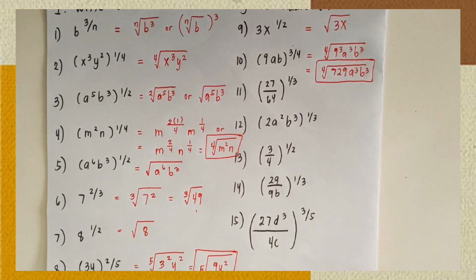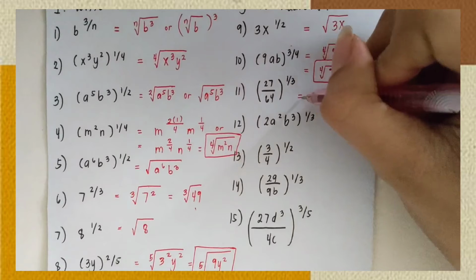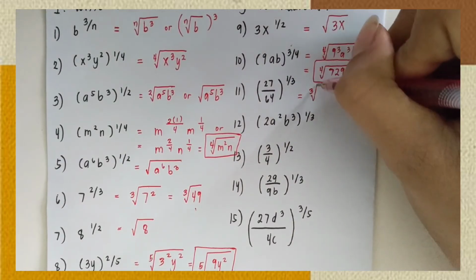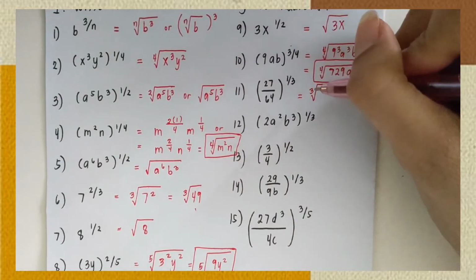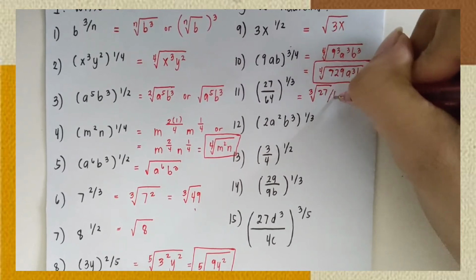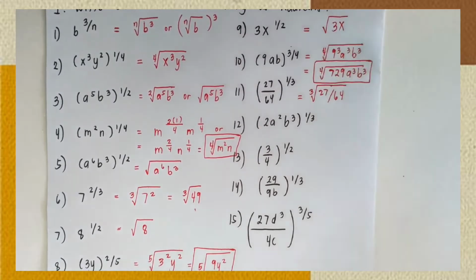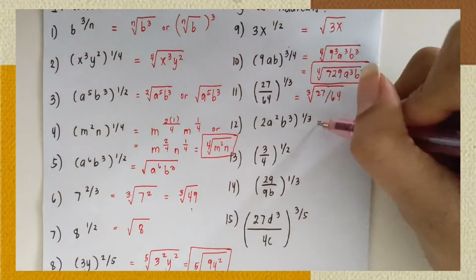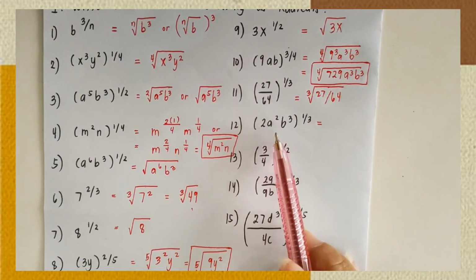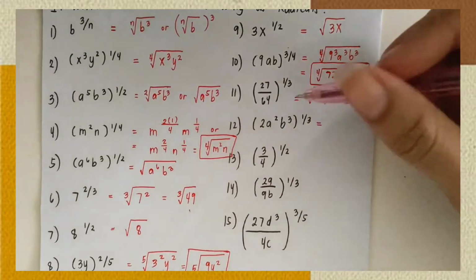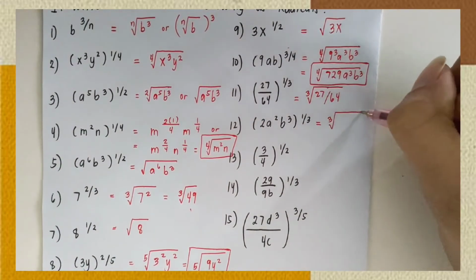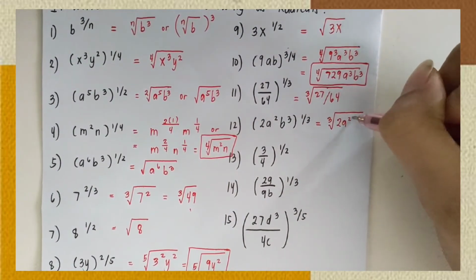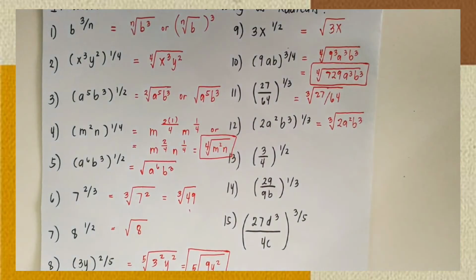27 over 64 raised to 1/3. So we have the cube root of 27 over 64. That is our answer for number 11. Number 12. 2a squared b cubed raised to 1/3. So we have the cube root of 2a squared b cubed.